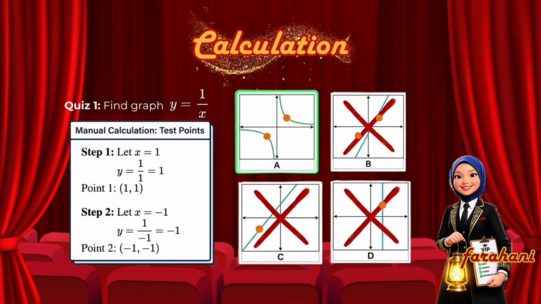Then we can plot (1, 1) on the graph. Step 2, we choose any value of x. For example, x equals negative 1, and we get the answer for y is negative 1. So point 2 is (-1, -1). So we sketch point 2 on the graph. So the answer that fits is A.